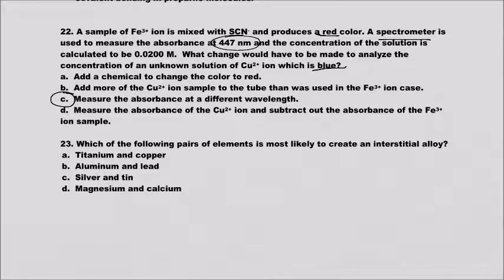Which of the following pairs of elements is most likely to create an interstitial alloy? So we need a larger metal atom and then something small, sometimes a nonmetal, sometimes a metalloid, to fit in the gaps. So titanium and copper, aluminum, lead, silver and tin, magnesium and calcium. The best choice here is going to be B. Aluminum is a good bit smaller than lead.